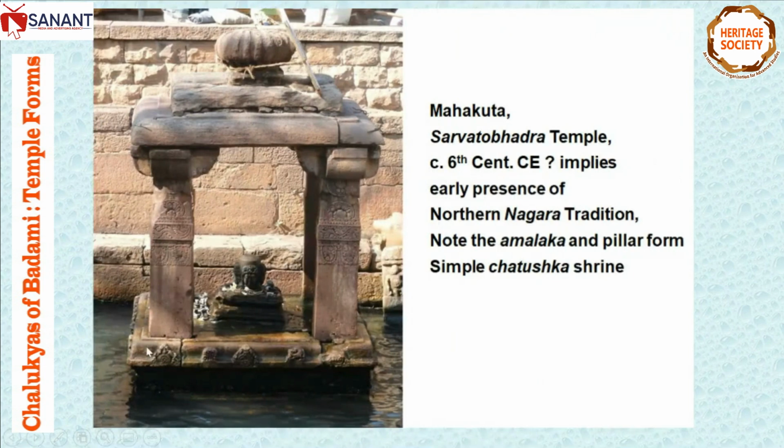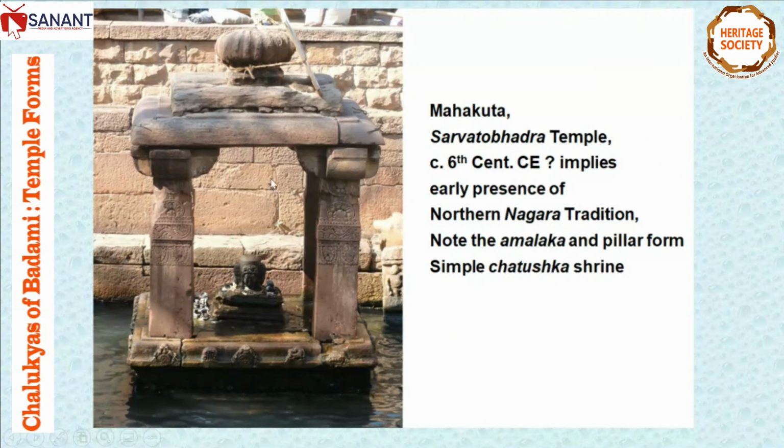So in Mahakuta, we have a very simple northern style temple, which is a Sarvatobhadra temple in the sense that it is open on all the sides. It has a Nagara Amalaka which is crowning it. The Shikhara, the Kalasha portion has fallen off, of course.